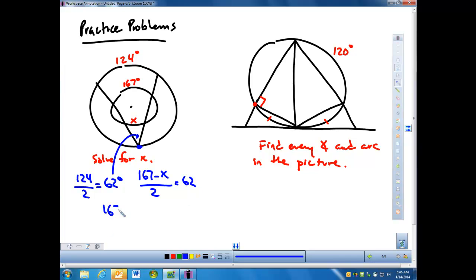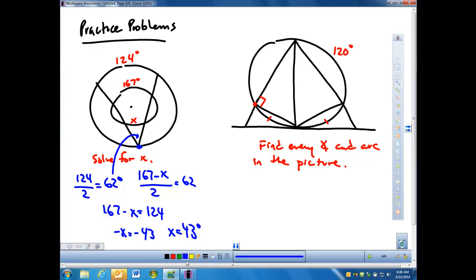I'm going to cross multiply, take 62 times 2 to get 124, and now I'm going to solve it for x by subtracting 167 from each side, and then dividing both sides by a -1 to get 43 degrees for x. So 2 of the 3 theorems there, on the circle and outside the circle.